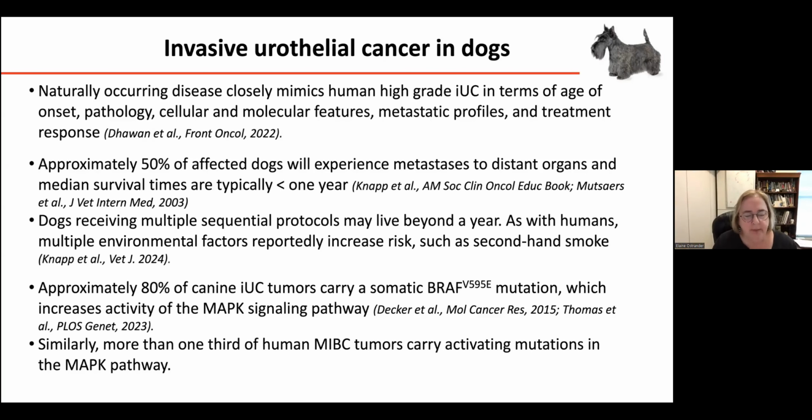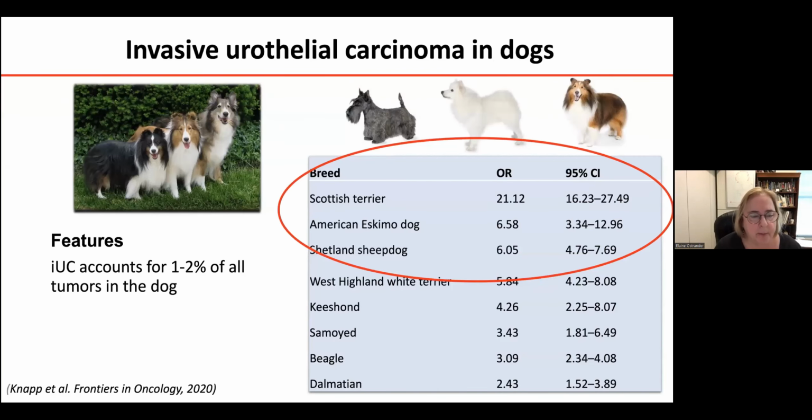About 80% of canine IUC tumors carry a somatic BRAF mutation. So this is the one thing I'll say about the tumor and not about the germline. But it turns out to be important as we talk about genetic susceptibility, because it increases activity of the MAP kinase signaling pathway. And that's something that we see in humans, the relevance of the MAP kinase pathway as well.